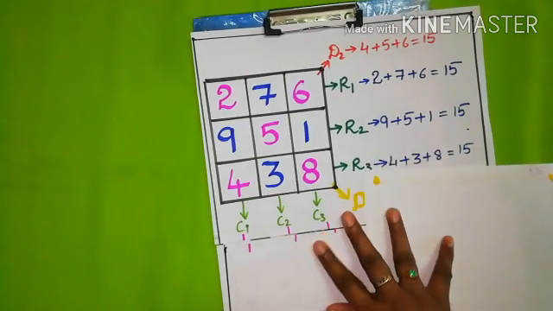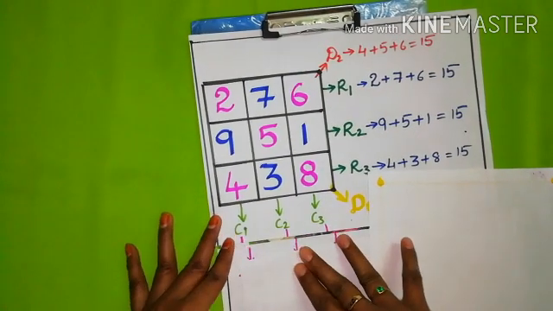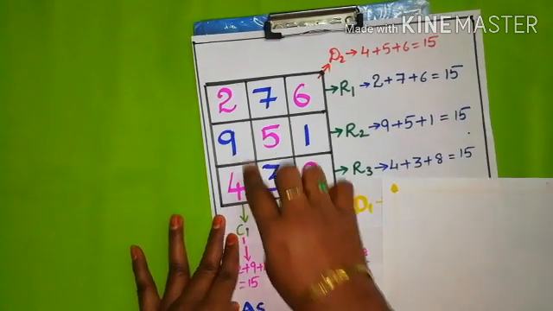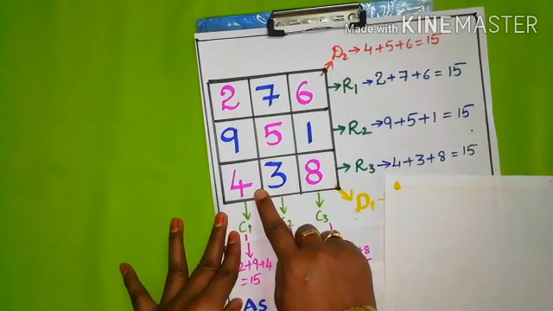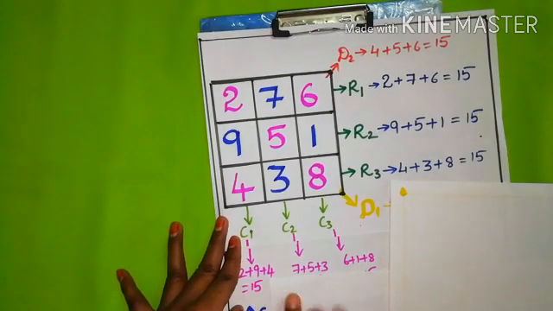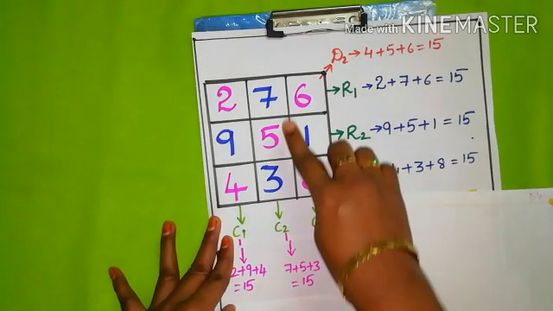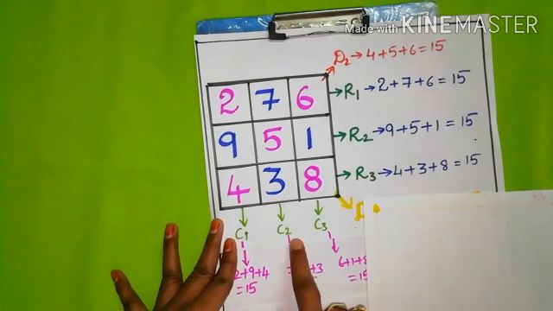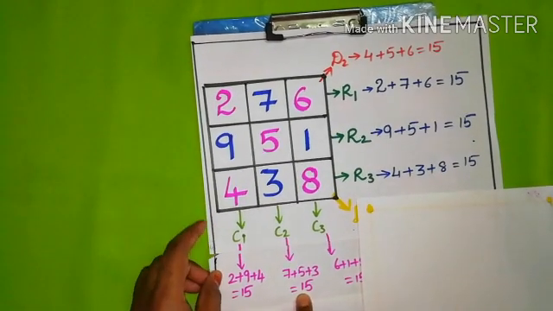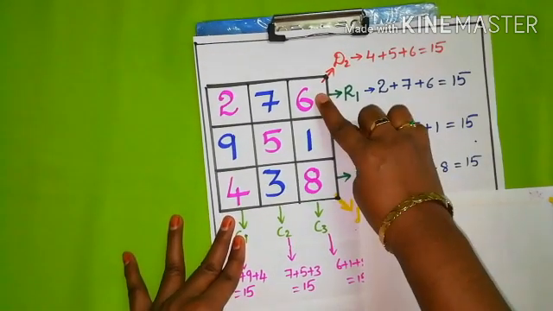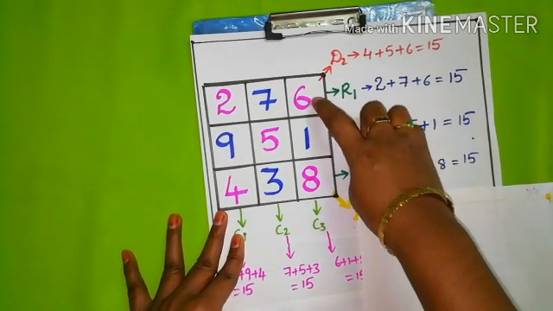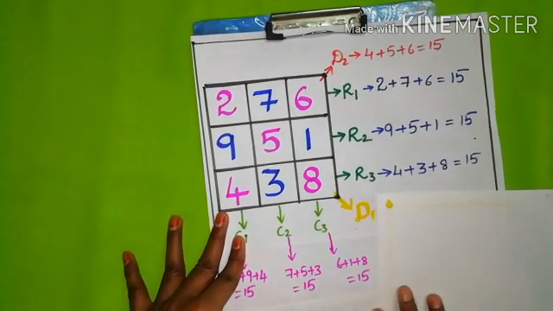Now let us check column wise. First column sum of digits, 2 plus 9 plus 4 is equal to 15. 7 plus 5 plus 3, second column sum is also equal to 15. Third column's sum of digits, 6 plus 1 plus 8 is equal to 15.